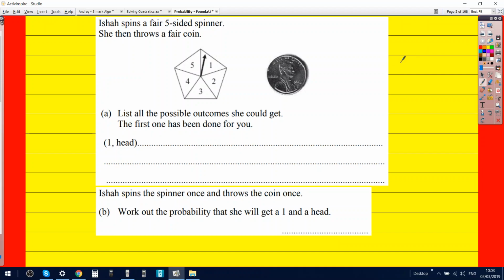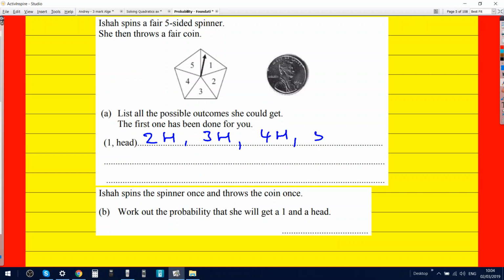Top one. What are the possible outcomes? So she gets a head with that. Would the next one be 2 head? Yeah. So it would be 2 head, 3 head, 4 head, and 5 head, and then going back to 1 tail, 2 tail, 3 tail, 4 tail, and 5 tail? Okay.